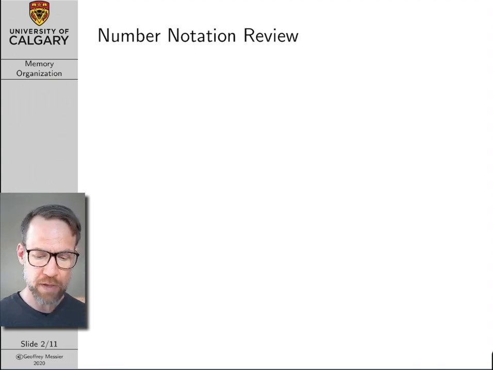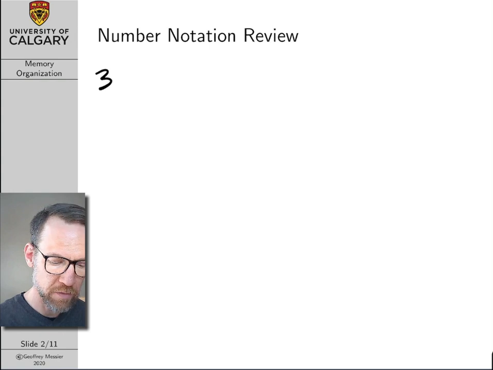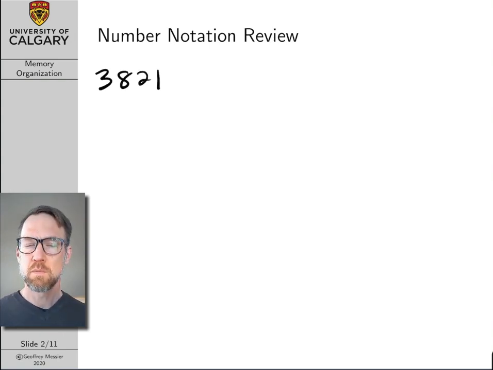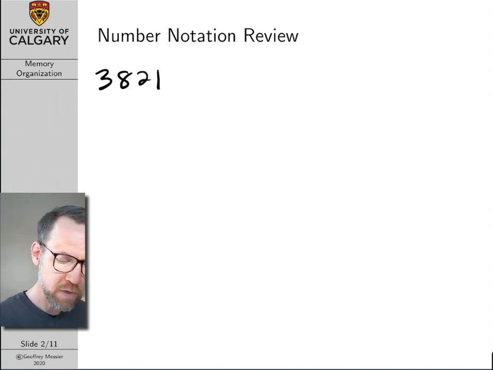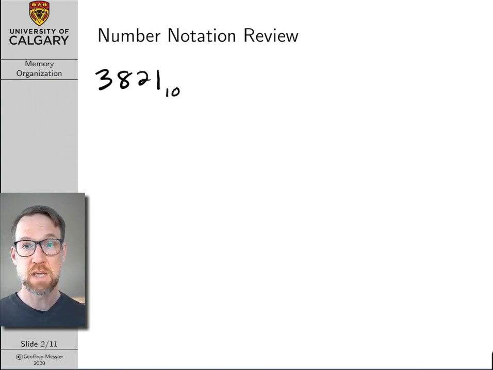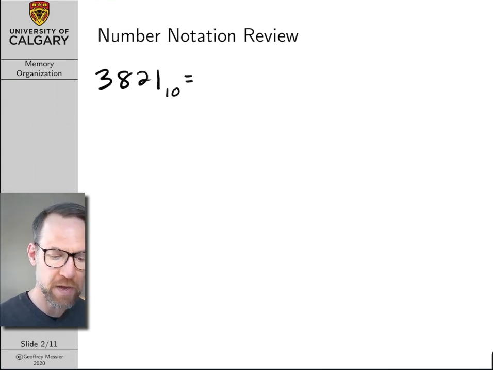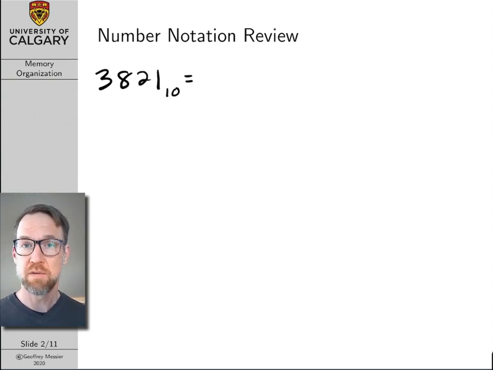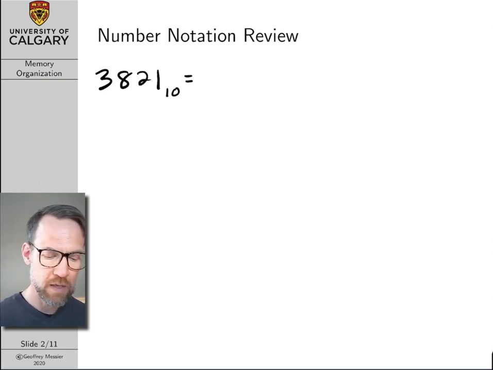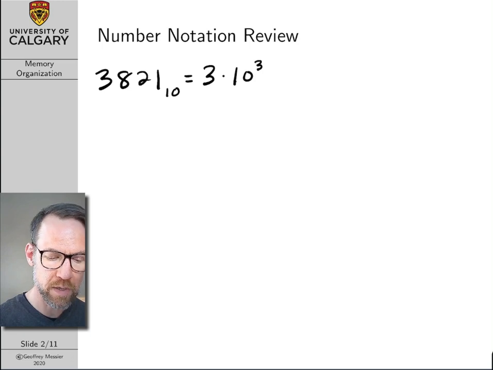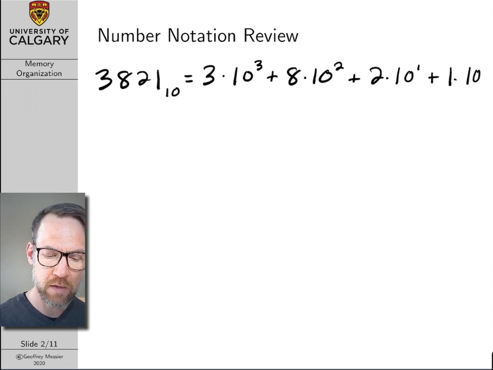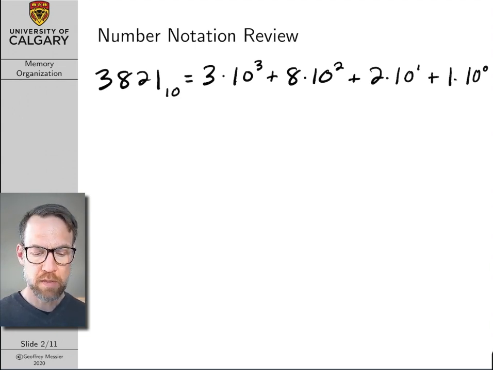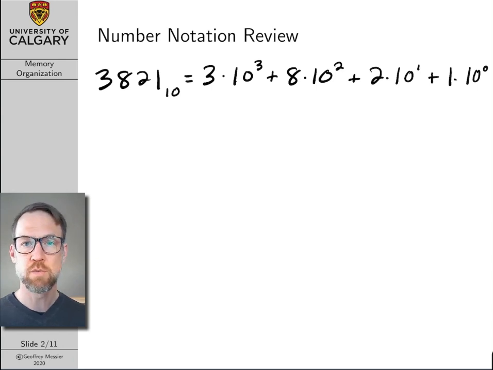For example, if I were to write the number 3,821, for the purposes of this slide and this discussion, I'm going to give a subscript 10 here, and that is going to indicate that this is a base 10 number. And the value of this number can be calculated by multiplying each of these digits by a power of 10. So 3,821 is equal to 3 times 10 to the 3 plus 8 times 10 to the 2 plus 2 times 10 to the 1 plus 1 times 10 to the 0. And the powers of 10 are a function of the position of each one of these digits.